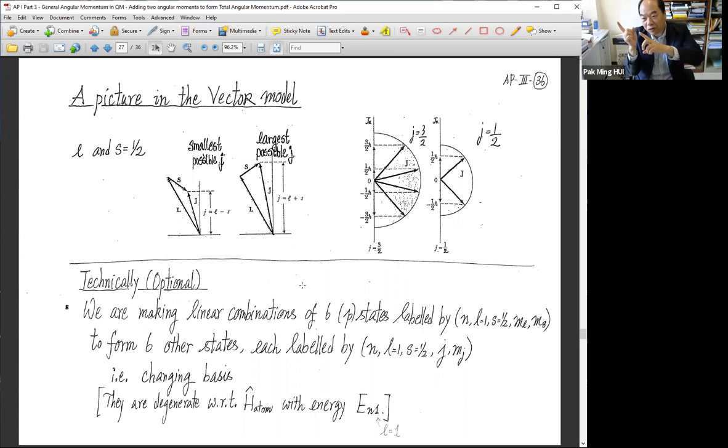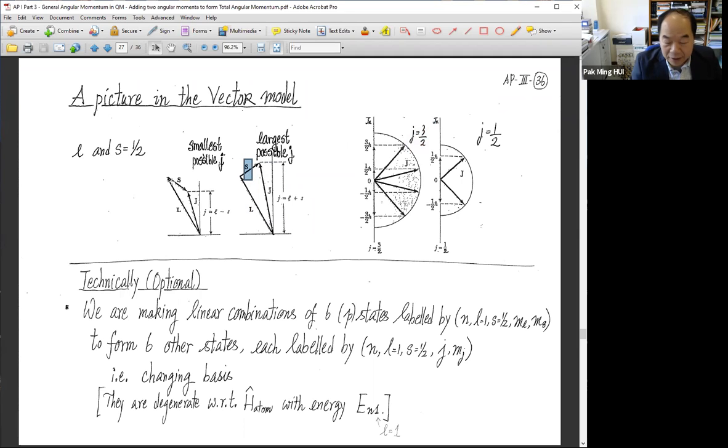Now, if these two vectors tend to be more aligned along the Z direction, or aligned with each other in the general direction, so I'm drawing it here. The L and the S are kind of aligned, at least not opposite to each other in general, so that makes this J the longer possibility, and that will be the case where you have the J equals 3/2 situation. But there are two vectors, I mean L and S.